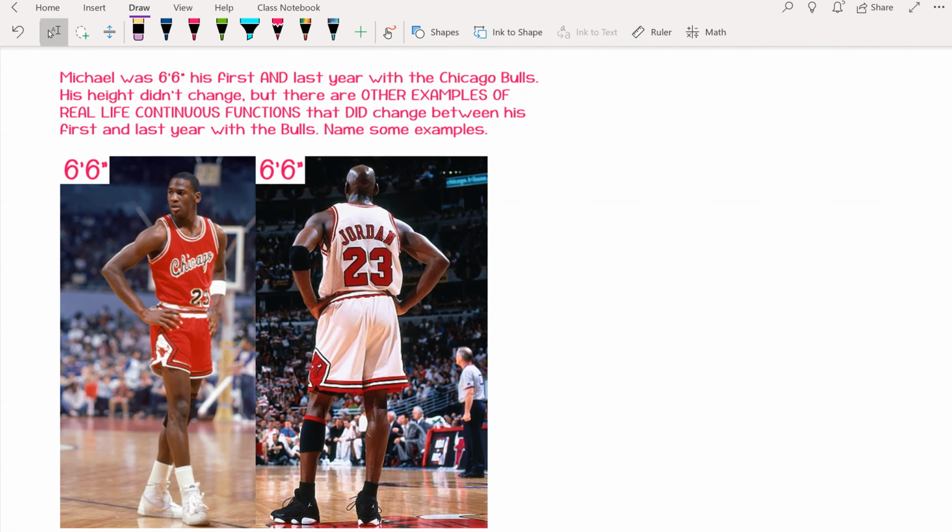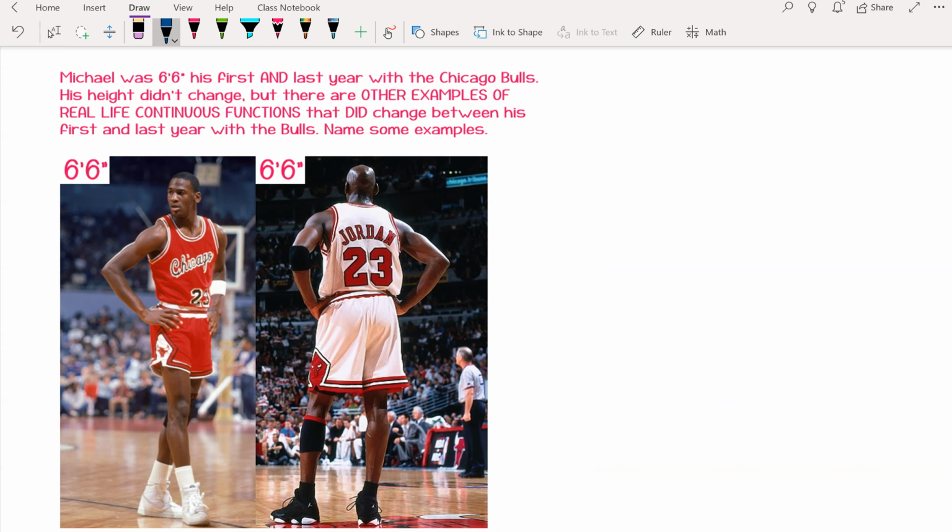Okay, so now let's talk about a different scenario. Michael was 6'6", his first and his last year with the Chicago Bulls. His height did not change. After he made it onto the Bulls, he did not grow. He was like a grown man. Okay, but there are other examples of real-life continuous functions that did change for Michael Jordan specifically between his first and last year with the Bulls.